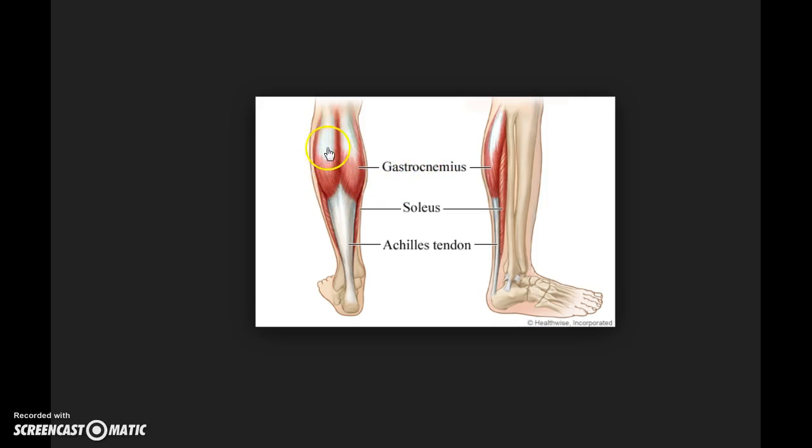But if you look at a picture of them on our muscle charts in the lab, there are these lines in it. There's grains. Those are the fascicles.